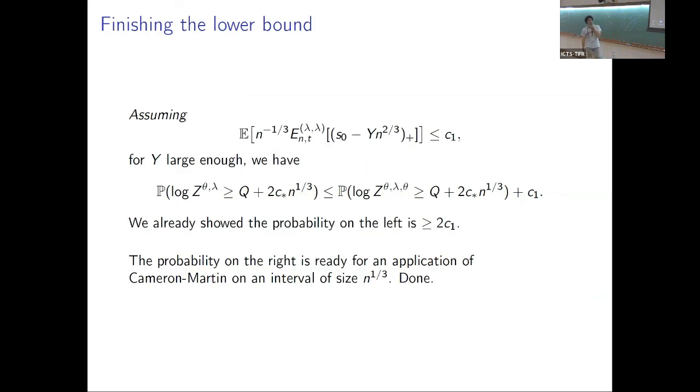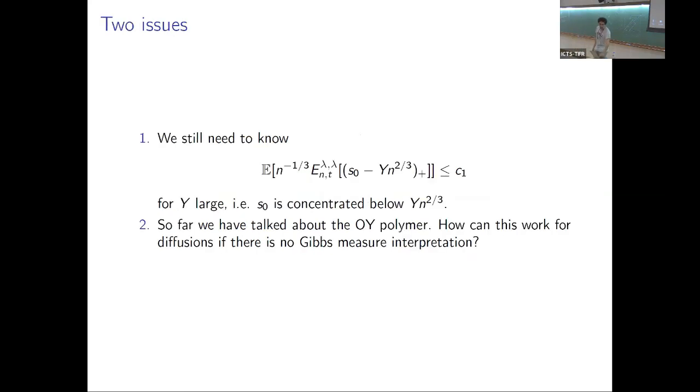And it's very unclear how you would write this assumption in the diffusion case, because in the diffusion case we don't have a Gibbs measure, but actually we do. So let me just write the 2 issues. One issue is we still need to show this, even in your case, and the second issue is we don't know what the Gibbs measure is.